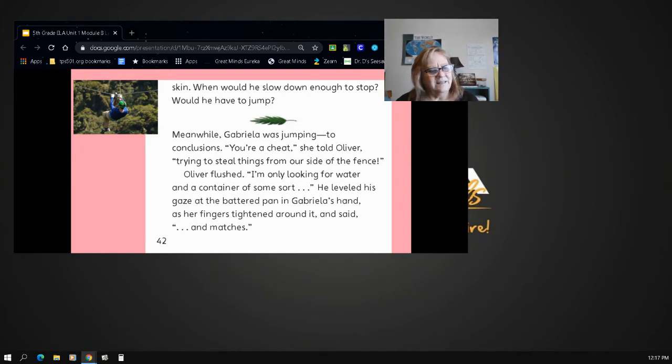It doesn't sound like Gabriella and Oliver are getting along. However, they are explaining and discussing why they're doing what they're doing. When you don't get along with someone, do you stop and explain or do you just march off? I wonder what Gabriella and Oliver are going to do. Let's go on.